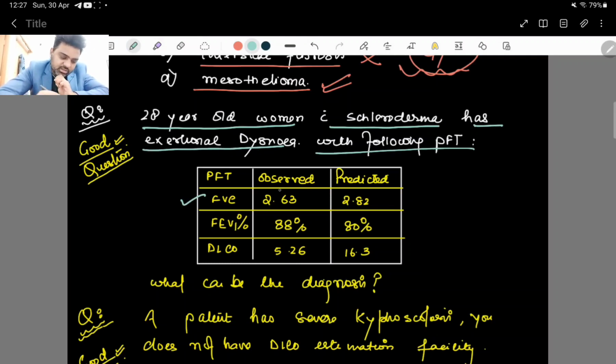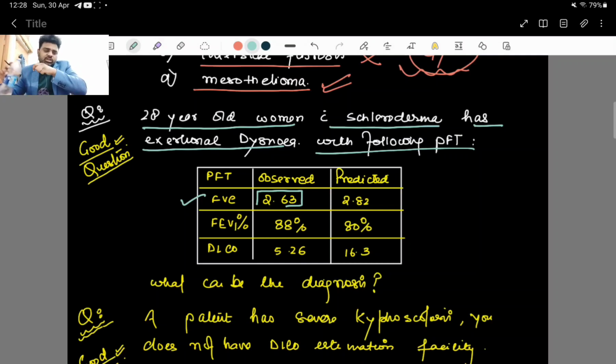Now you see FVC. FVC observed is 2.63. Whenever you are seeing FEV1 PFT, always make a tendency to convert the values into percentage form. The net value doesn't mean anything. If the percentage is between 80 to 120, that means it is normal. If the percentage is more than 120, it is increased. If it is less than 70, then it is decreased.